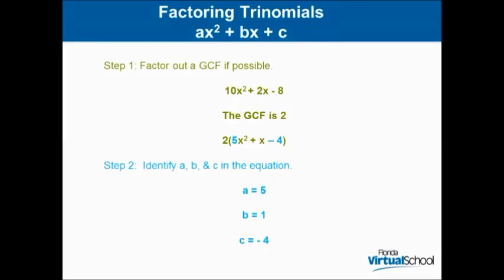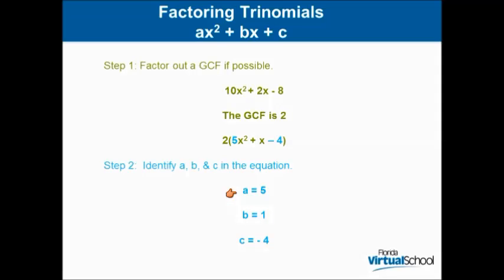In another example, you'll notice that in 10x squared plus 2x minus 8, there is a greatest common factor. So we will find that greatest common factor first, which is 2. Now divide each of the terms by our greatest common factor of 2, leaving us with 5x squared plus x minus 4. Our next step is to identify our a, b, and c.